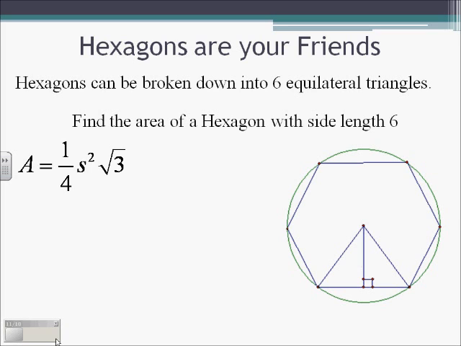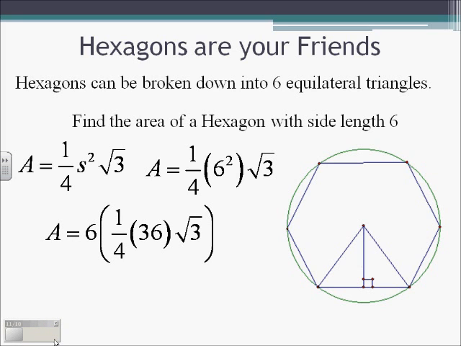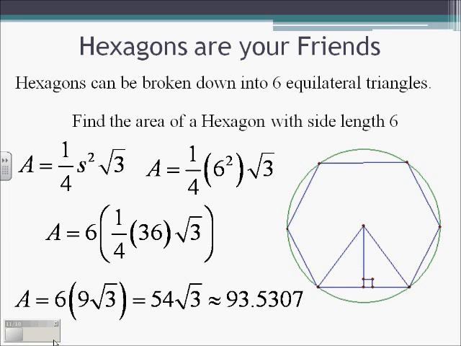to use our formula. The area of an equilateral triangle is equal to 1/4 times side squared times the square root of 3. So all we need to do is plug in our side length of 6 for side squared. So we're going to have 1/4 of 6 squared times the square root of 3 to find the area of one of those equilateral triangles. And then we just multiply that number by 6 because there's going to be 6 of those equilateral triangles throughout this hexagon. So we're going to have 6 times 1/4 times 36 times the square root of 3, which is going to be 54 square roots of 3, or approximately 93.537.